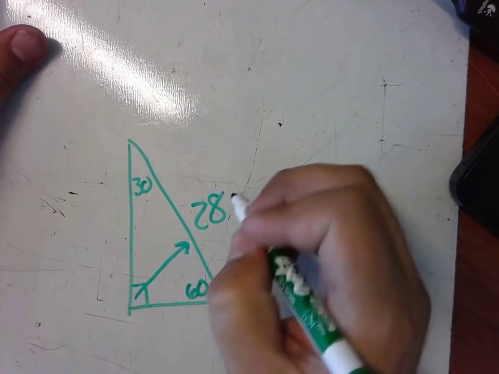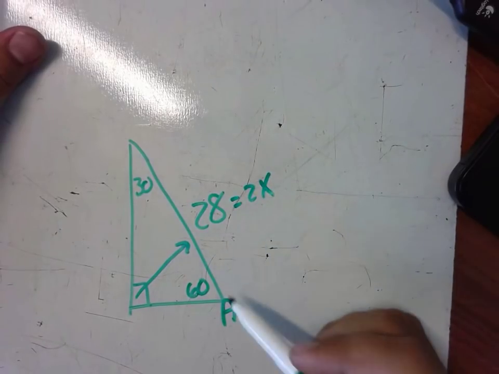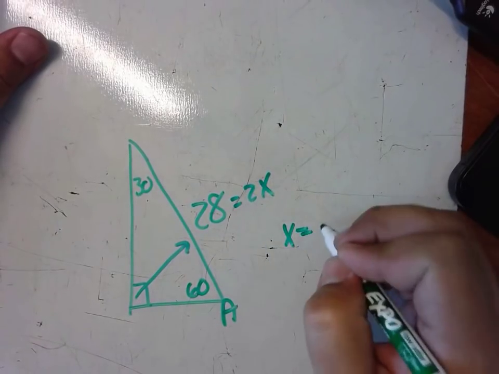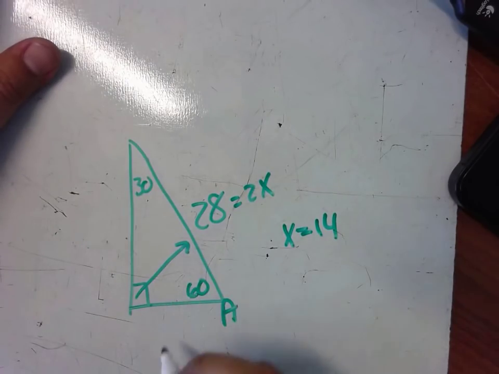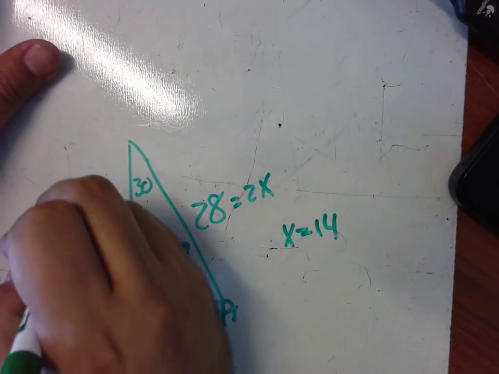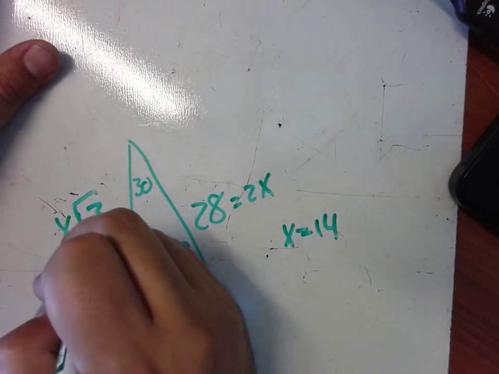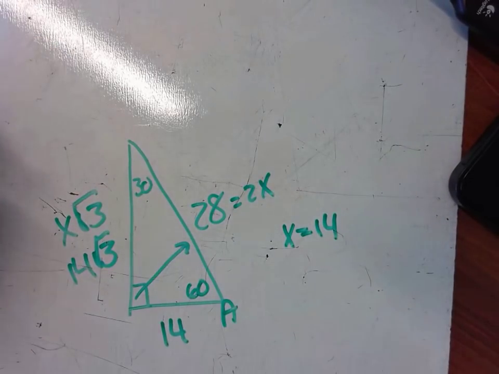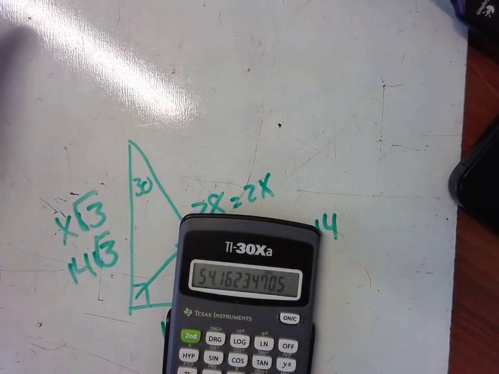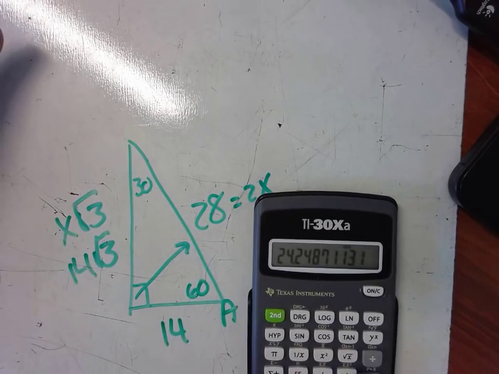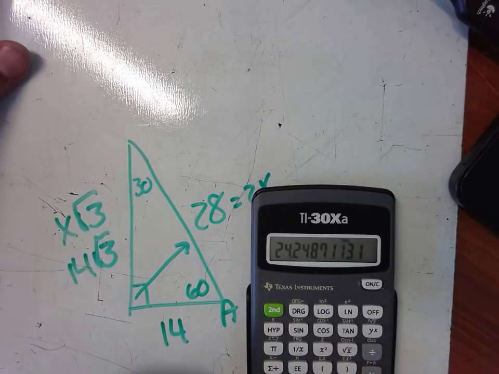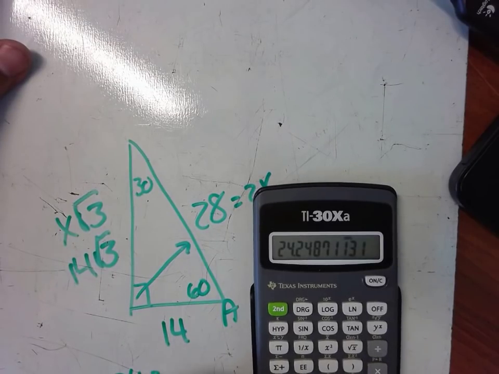Opposite the right angle is supposed to be 2x. So if you divide that by 2, x equals 14. That means across from the 30 is 14. Across from the 60 is x root 3, so it's 14 root 3, which is, I'll use a calculator you guys are supposed to use, because it gives you the decimal, 14 times radical 3 is 24.25. So it's approximately 24.25.